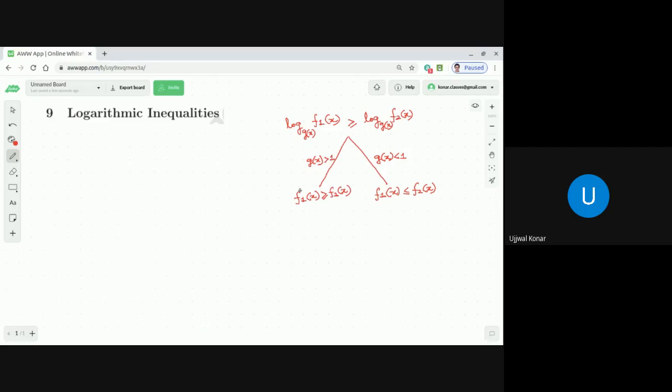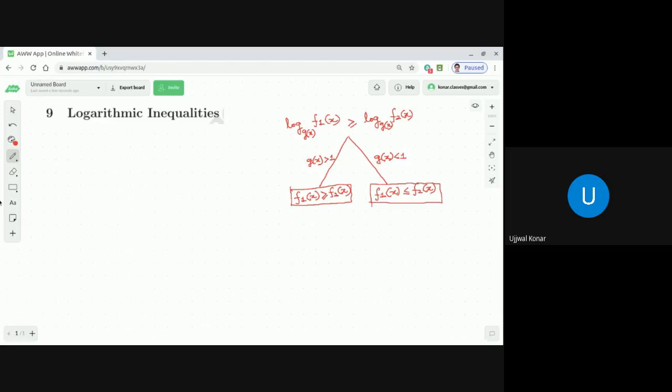Now, it is easy to solve. In fact, I can say it is easier to solve f1(x) greater than or equal to f2(x) or f1(x) less than or equal to f2(x) rather than solving log of f1(x) base g(x) greater than or equal to log of f2(x) base g(x). So this is the justification why we should convert the logarithmic inequalities to the inequalities related to the functions f1 and f2 in context to the discussion we are having. And the moment you find f1(x) greater than or equal to f2(x) or f1(x) less than or equal to f2(x), it will be very easy to solve.